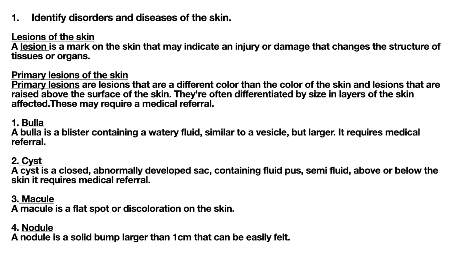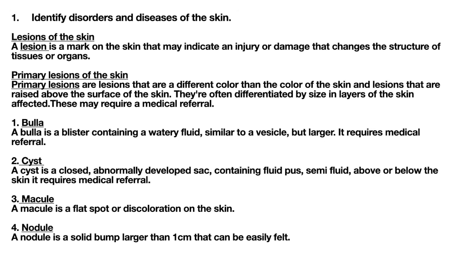Lesions of the skin. A lesion is a mark on the skin that may indicate an injury or damage that changes the structure of tissues or organs. Primary lesions of the skin. Primary lesions are lesions that are different in color other than the color of the skin and lesions that are raised above the surface of the skin. They're often differentiated by size and layers of the skin affected. These may require medical referral.